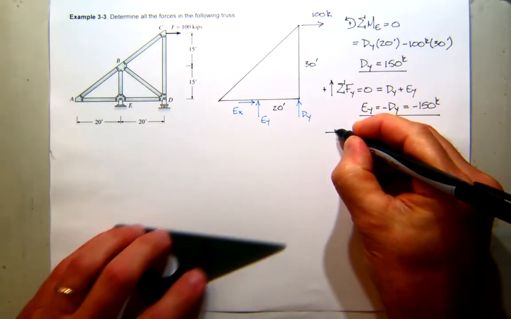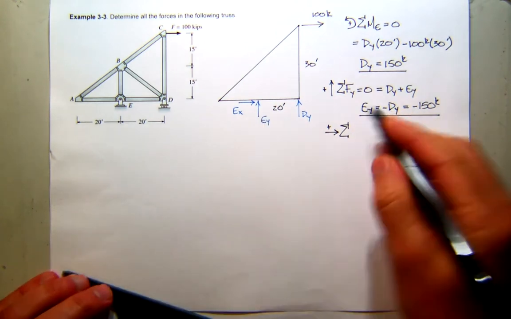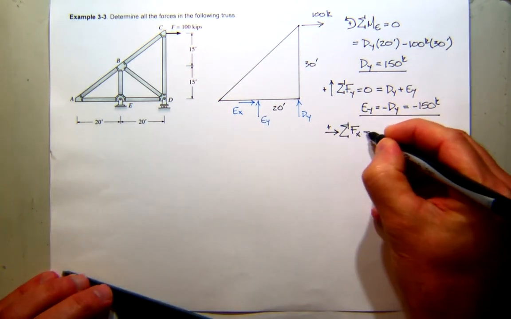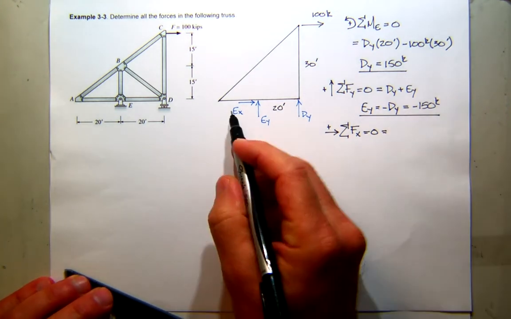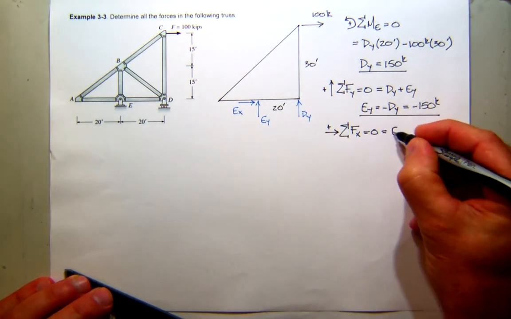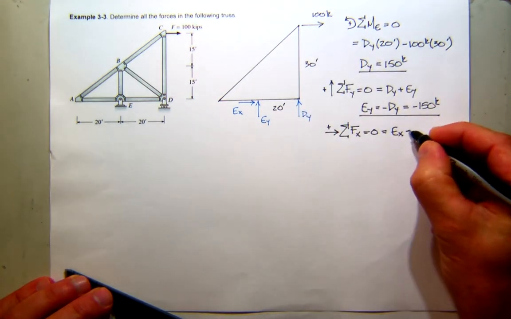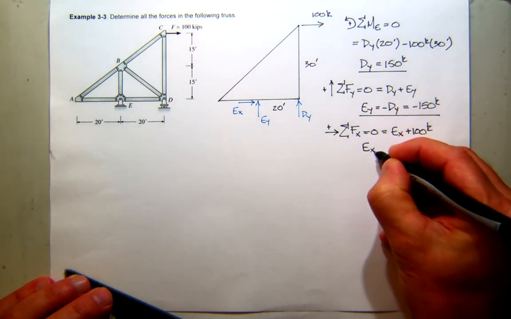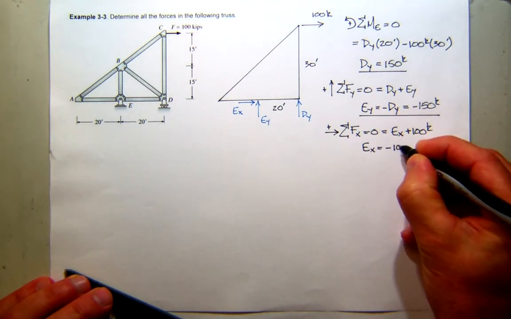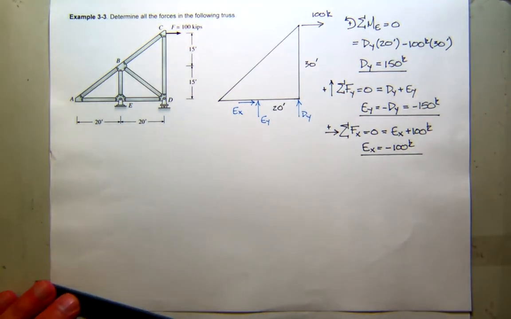And then last, I can figure out my X reaction at E by summing forces in the X direction, making sure that's in equilibrium. And what do I have? Let's see. I've got EX acting to the right. That's positive for my sign. And my 100 kip force is also acting to the right. That's also positive. So that's not a difficult equation to solve for. It looks like EX is going to be minus 100 kips. Okay? So we got that.